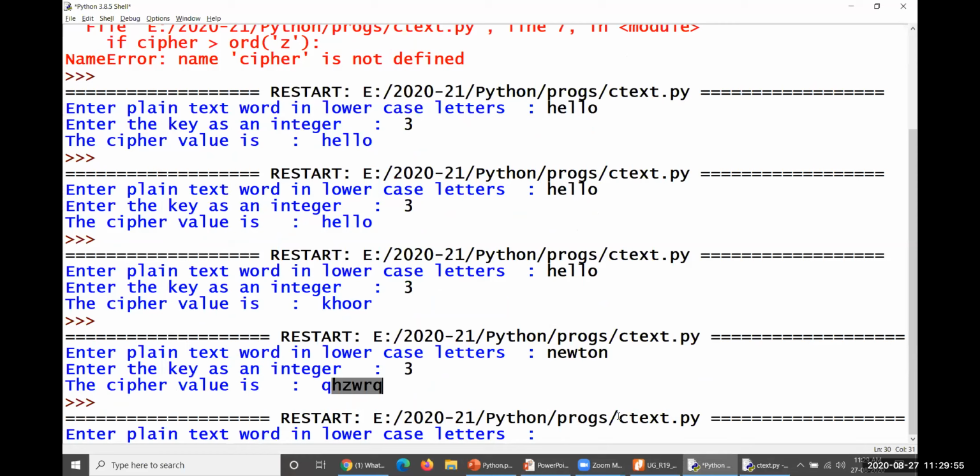And then let me change it to 5. Okay, the key value can be changed to 5. Look at this, previously it was 3. That was the ciphertext. Now the key value has been changed to 5.